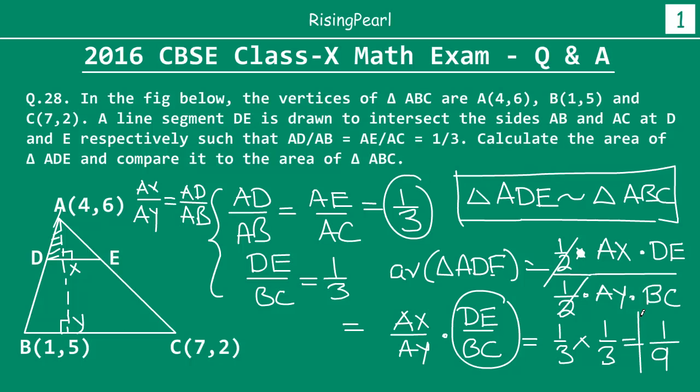I just wanted to give you this other perspective: using similar triangles, we could have gotten the comparison without knowing the exact area for triangles ADE and ABC. We can use similar triangles to come up with the second part of the question, comparing the area of the smaller triangle to the larger triangle, and that ratio is 1 by 9. So friends, this is how we would solve question number 28.